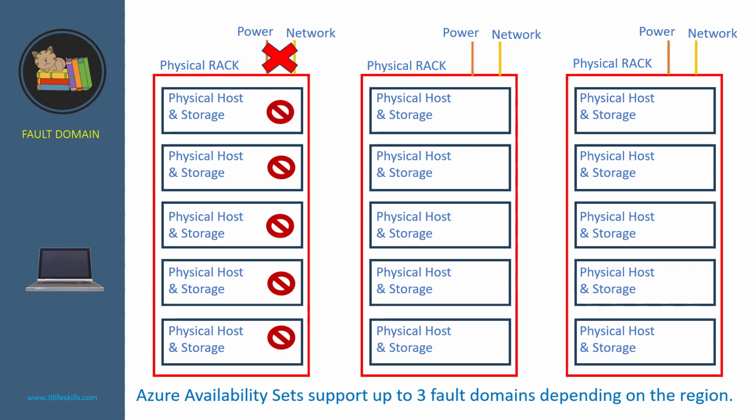Because of this, each rack is considered a fault domain. Azure Availability Sets support up to 3 fault domains depending on the region.